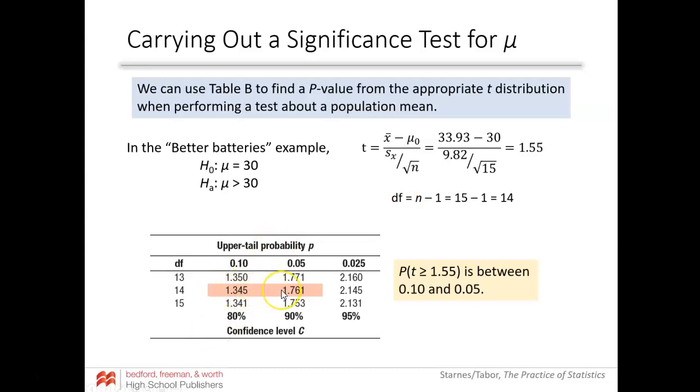Now, if you look inside here, this is a little hard to look at, isn't it? Here's the row for 14 degrees of freedom. And I'm trying to find 1.55 in the chart, which you're not going to find. So because it's in between here and here, that tells you that you're going to have an upper tail probability between 0.05 and 0.010. And you could make an estimate as to which one it's closer to, but we're going to end up using technology to find this more often than not, so don't panic.